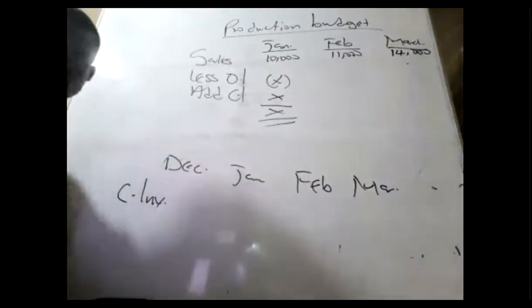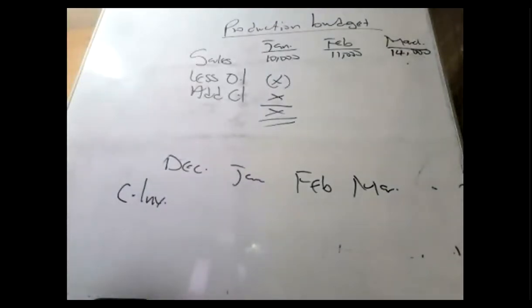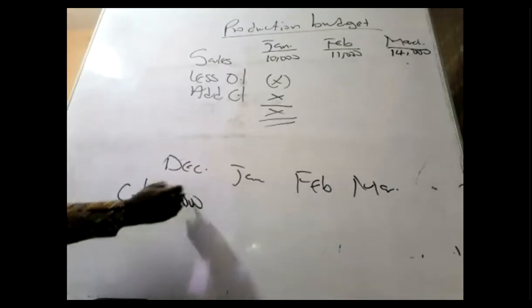In fact, this inventory is 14,000. Thank you, man. I don't know where I got the 12,000 from. Good. So December, January sales is what? 10,000. Now, when we strike 10% on this figure, we'll probably get what? 1,000, right? So the closing inventory for December is 1,000.